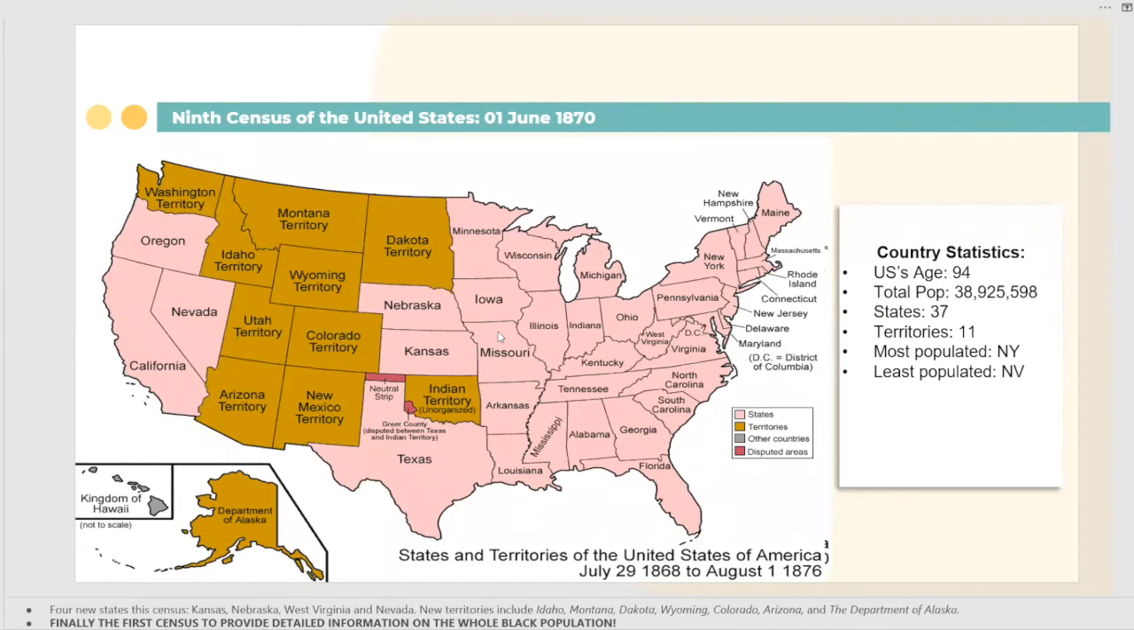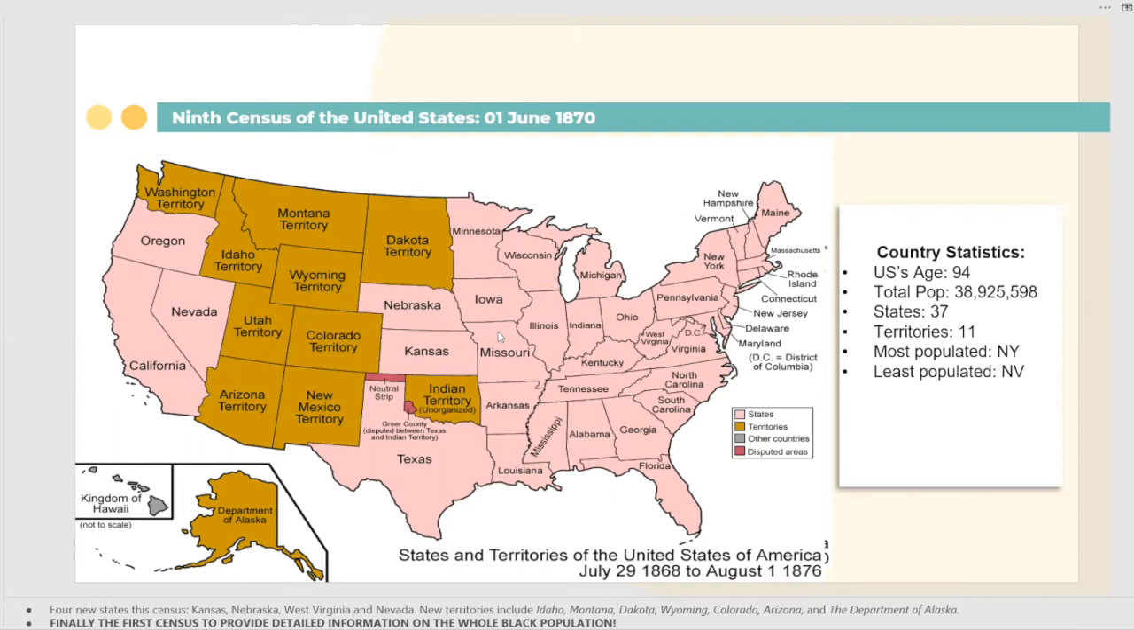All right, we're moving on to 1870. This is one that I really wanted to spend some time on because this is the first census, obviously, post-emancipation. This is the first census where every person in the United States is going to be enumerated, or supposed to be enumerated, I should say. Yes, people did get missed. There are 4 new states this census: Kansas, Nebraska, West Virginia, which has split off of Virginia, and Nevada. New territories include Idaho, Montana, Dakota, Wyoming, Colorado, Arizona, and the Department of Alaska.